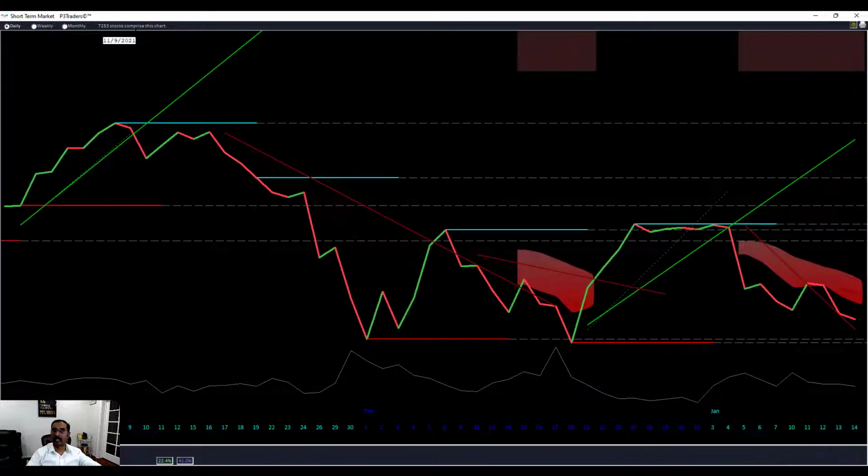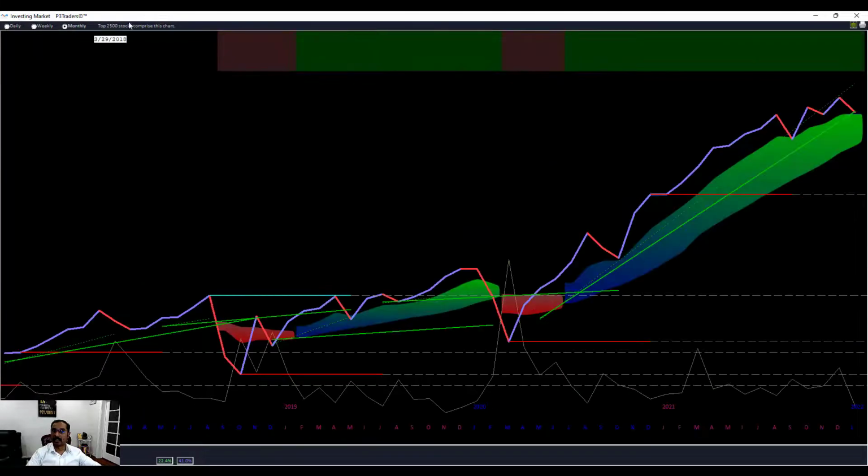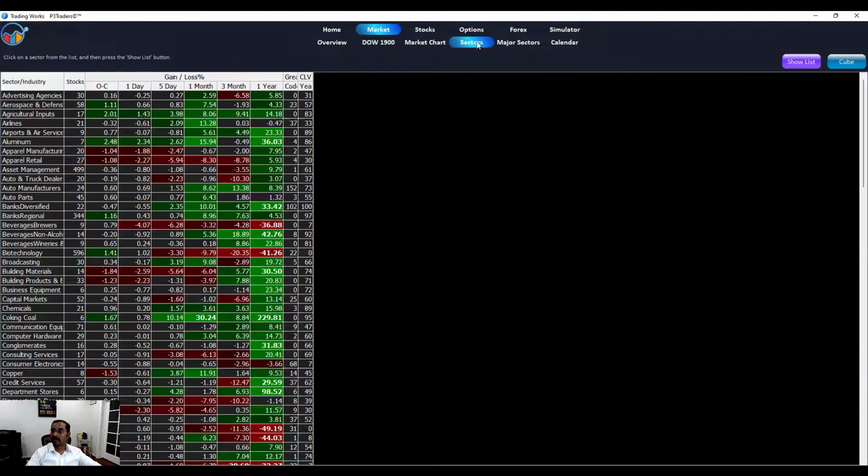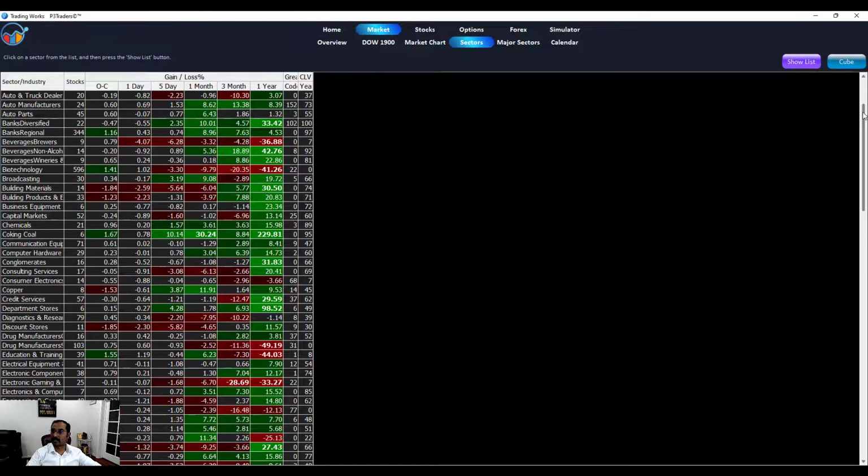If you see daily, we have 7,200 stocks, and based on that we make this chart. Same thing on weekly, and on monthly we take only the 2,500 top stocks and then build this chart. If you go to sectors, we categorize different sectors and show how these sectors are performing.